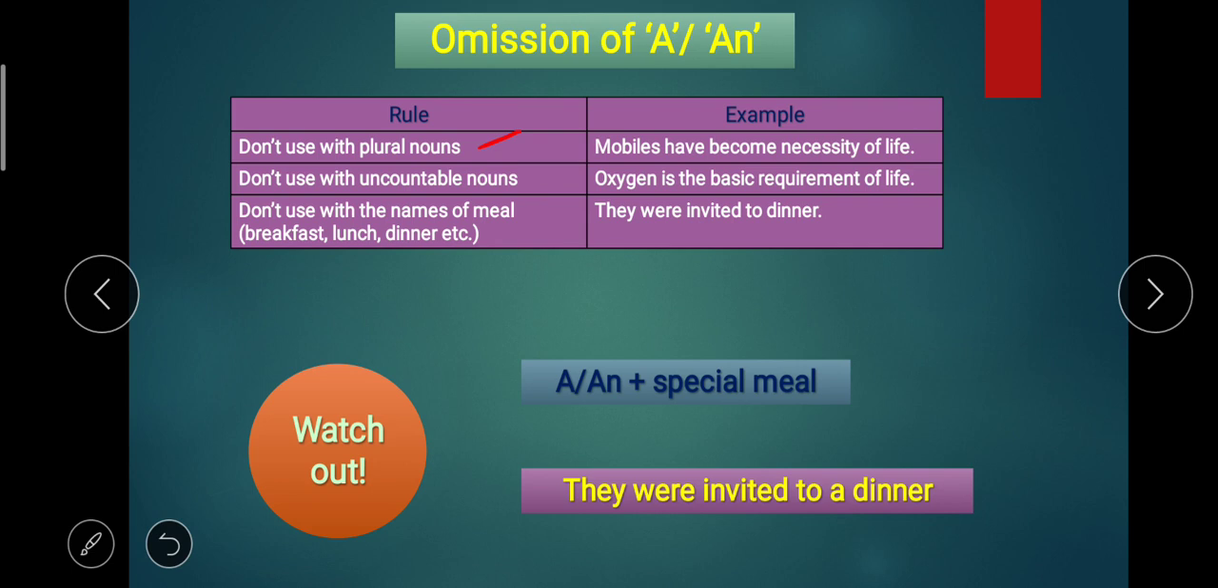Next one is don't use it with uncountable nouns. Uncountable nouns also don't take a or an, like liquids, oils, for example water, milk.